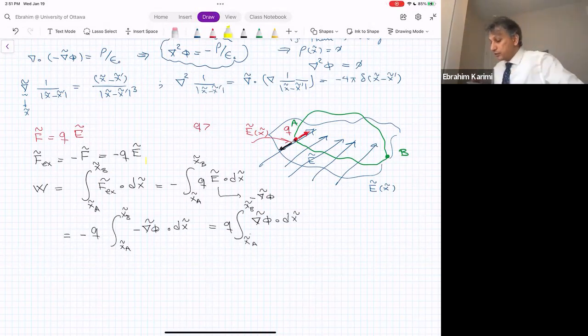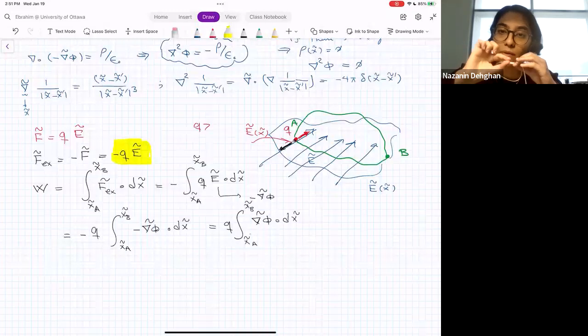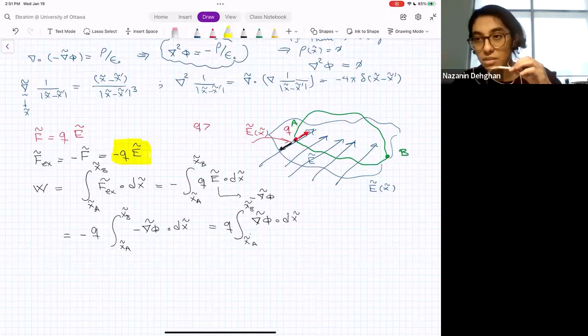So can you repeat your question? Because this is of the force which is against the force of the electric field, which is that value. Yeah, that's right. But I don't understand how this work by this field is the work that is done for going from A to B.